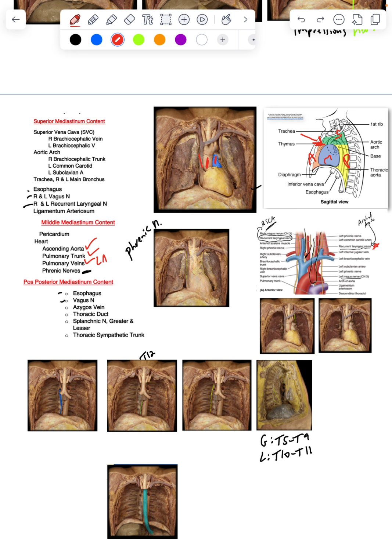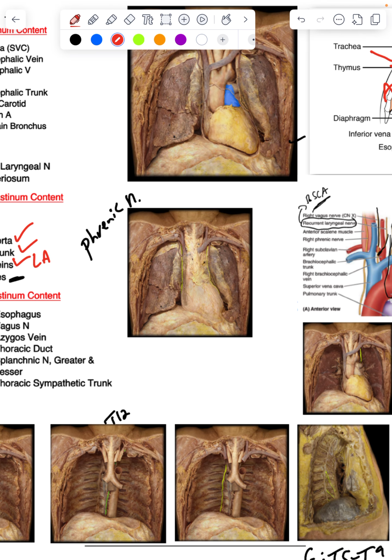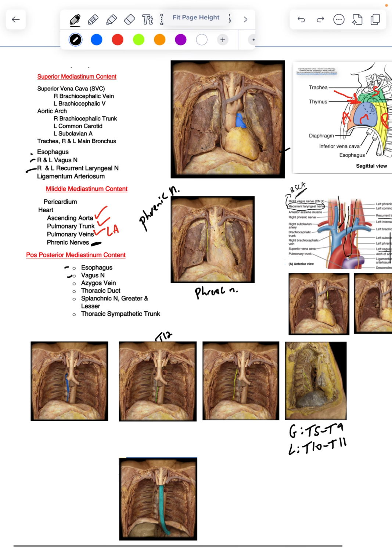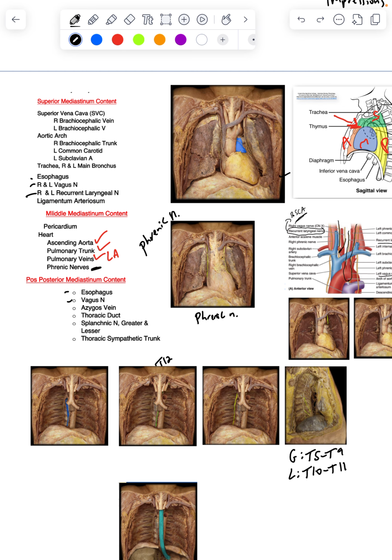And then your phrenic nerve, so if they're going to pin the phrenic nerve, usually they're going to have it hitting the diaphragm. But this right here would be your phrenic nerve. And then you could see it go all the way down to the diaphragm on either end. So that's all the middle stuff. So anything that has to do with the heart, the only other one that you have to know is the phrenic nerve, because it goes down to the diaphragm. So it goes through that middle aspect.